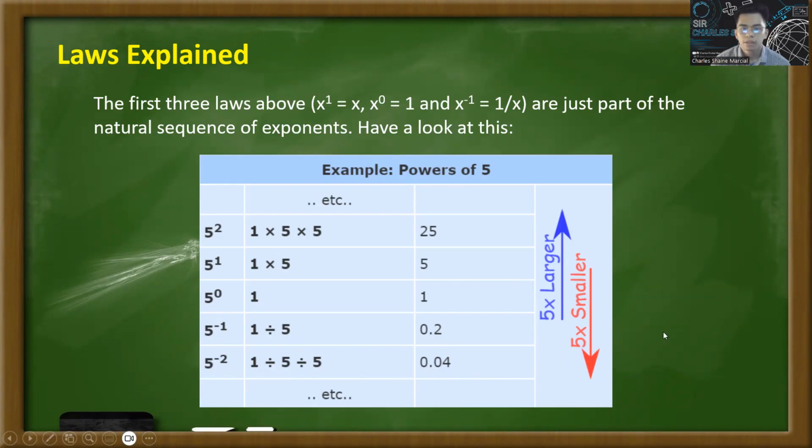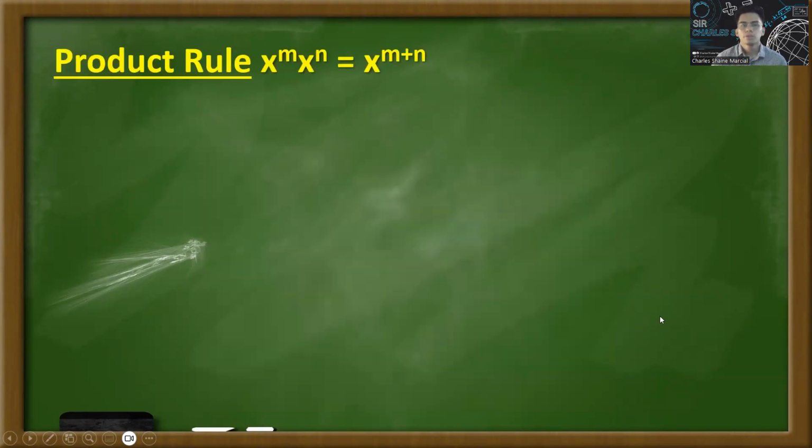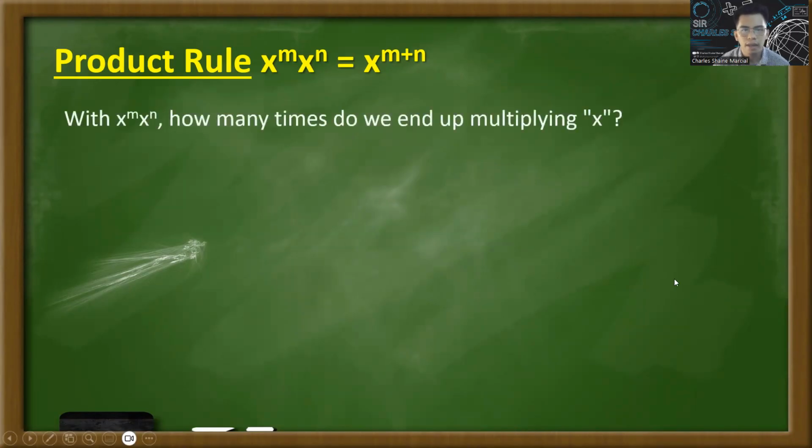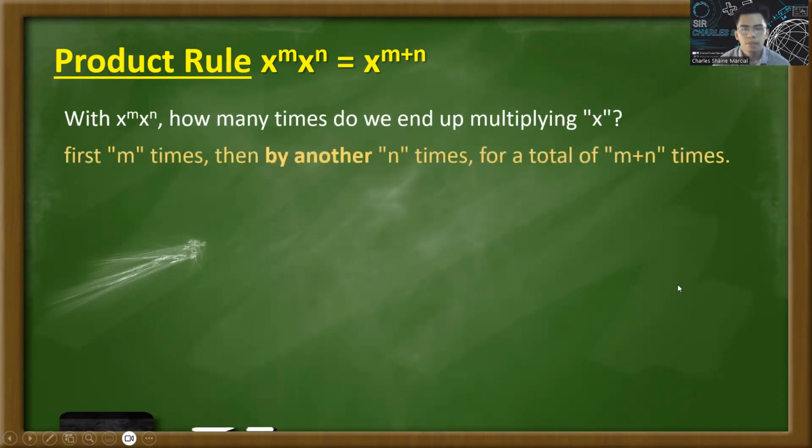Okay po. So let's proceed to the product rule. This is the first rule sa laws of exponent. So for this product rule, ang gagawin naman natin is we will just add the exponents. Kapag magmumultiply tayo ng given na may exponent, we will just add the exponents, okay? When we are multiplying.